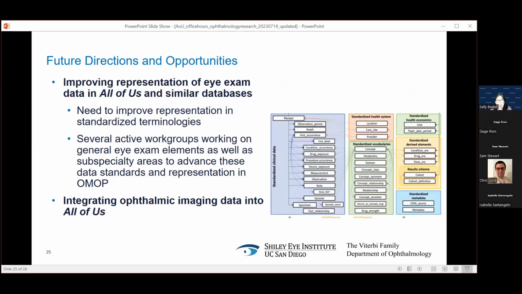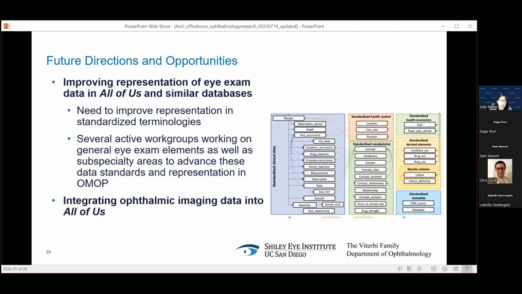So in terms of future directions and opportunities, I mentioned we're working to improve the representation of eye exam data, and not just in All of Us, but in some similar databases that are big data sources that may not include ophthalmology data because of this lack of mapping to standardized terminologies. The OMOP Common Data Model, which I have a schematic of here, is basically a way of defining the content as well as the structure of data.